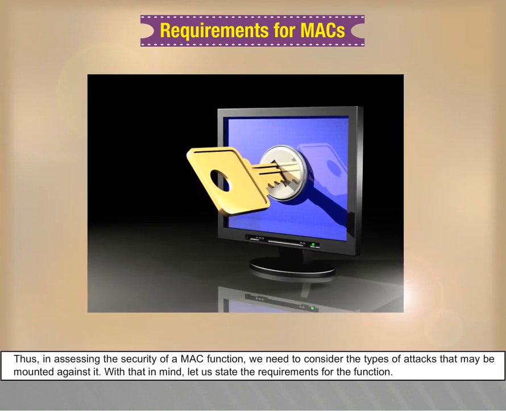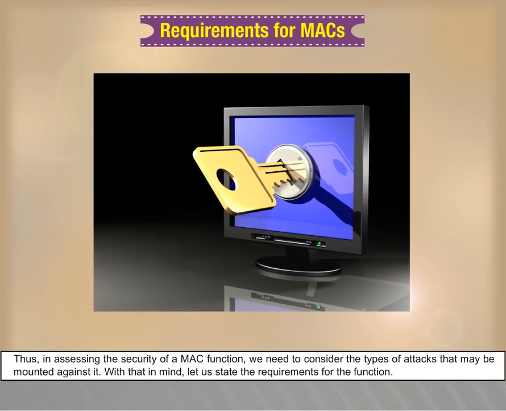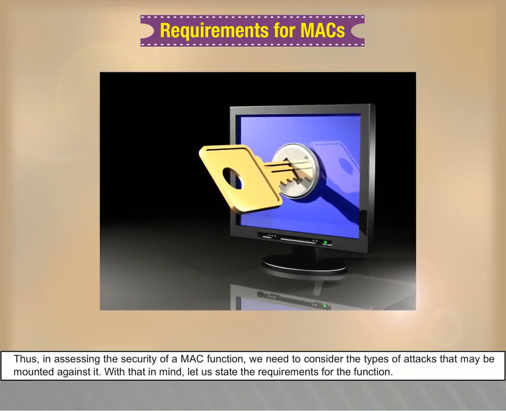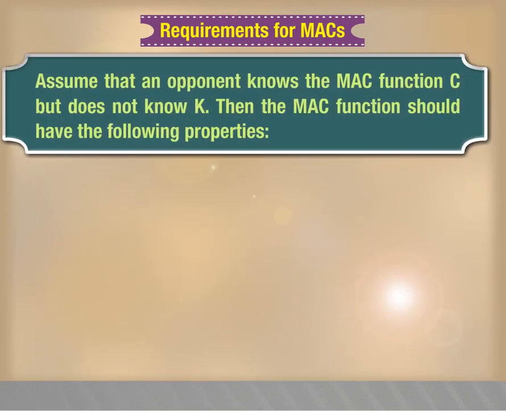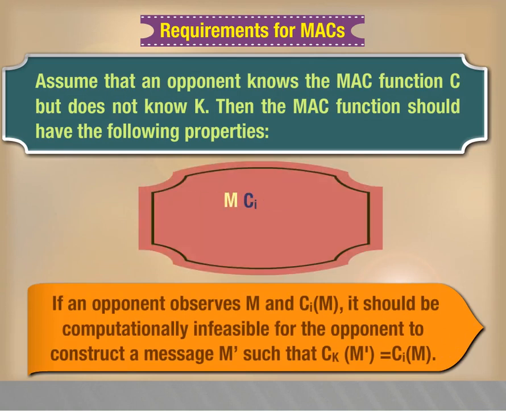Thus, in assessing the security of a MAC function, we need to consider the types of attacks that may be mounted against it. With that in mind, let us state the requirements for the function. Assume that an opponent knows the MAC function C but does not know K. Then the MAC function should have the following properties. One, if an opponent observes M and Ck of M, it should be computationally infeasible for the opponent to construct a message M' such that Ck of M' is equal to Ck of M.